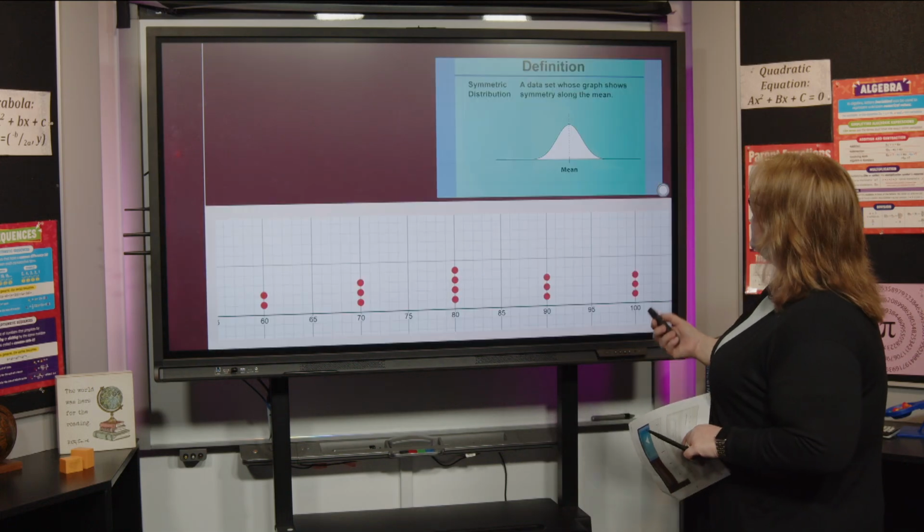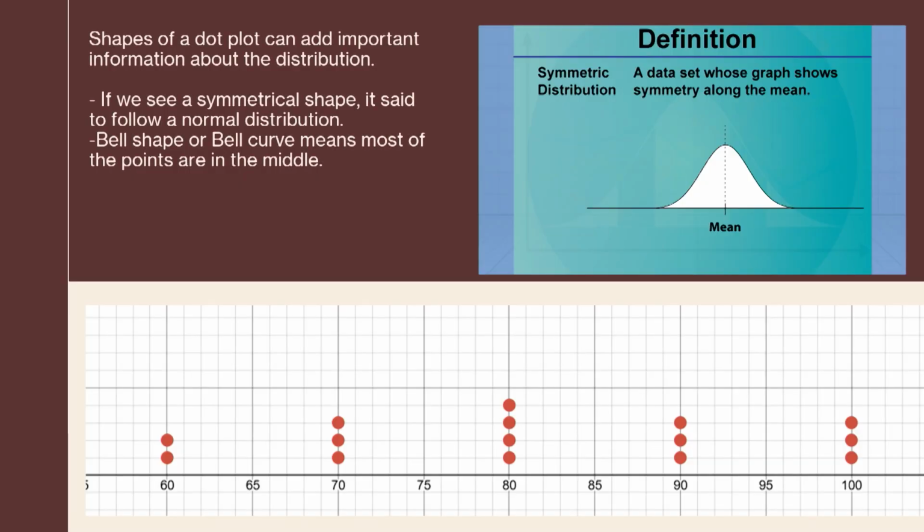All right, so let's look. It says definitions. So when I have a definition of the shape of my data set, it's symmetric. A symmetric distribution is a data set whose graph shows symmetry along the mean. Remember, the mean is the average. All right, it says the shape of a dot plot can add important information about the distribution.